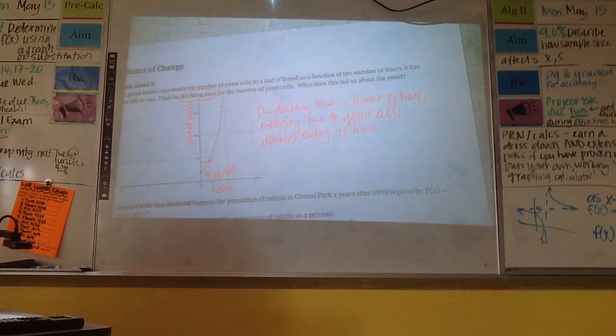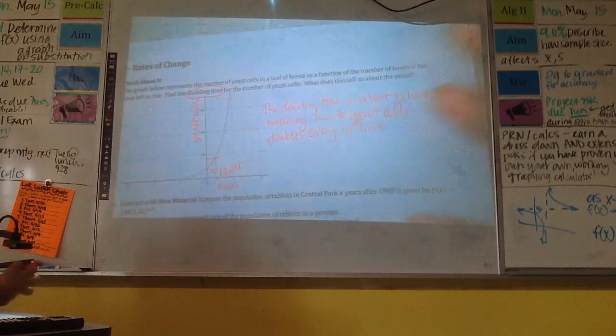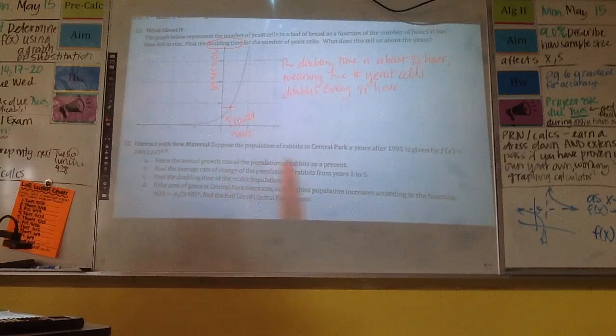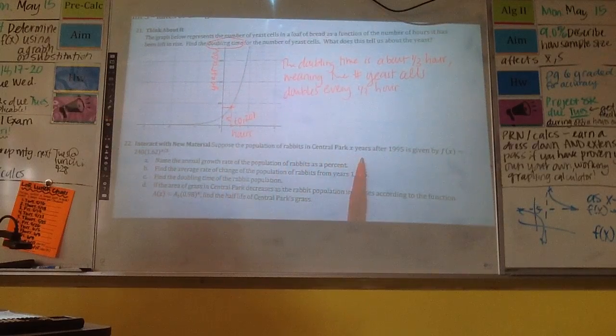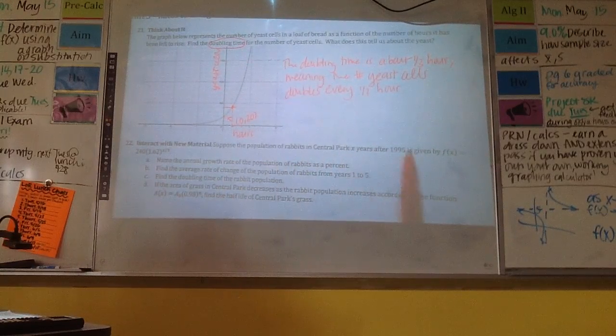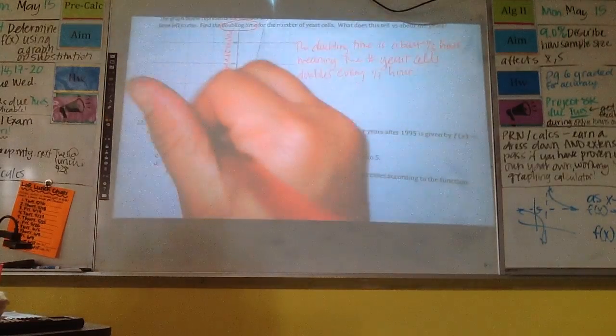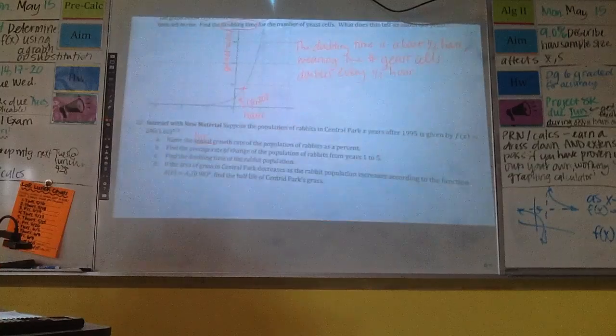Okay, pretty straightforward. This might be helpful if you really want to make sure you know when your bread is growing. Let's take a look at another one. Suppose the population of rabbits in Central Park, x years after 1995, is given by this function. Find the annual growth rate of the population as a percent.